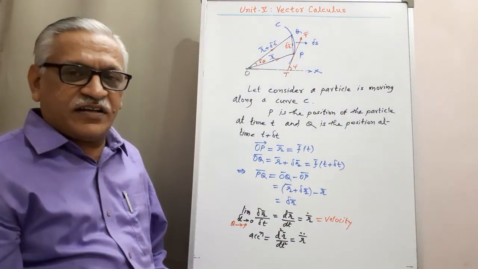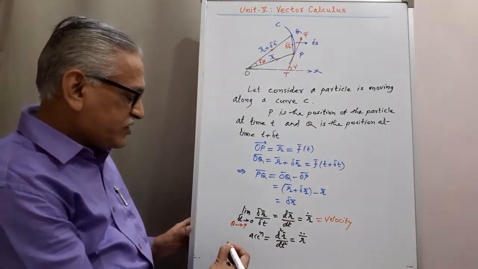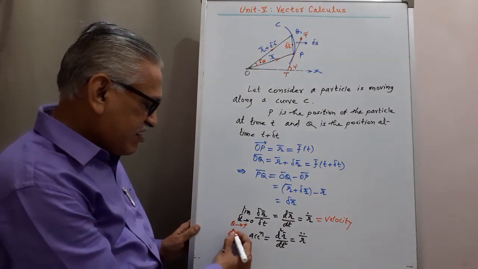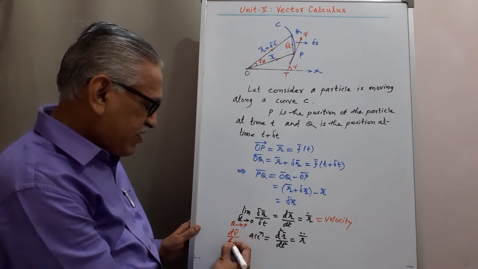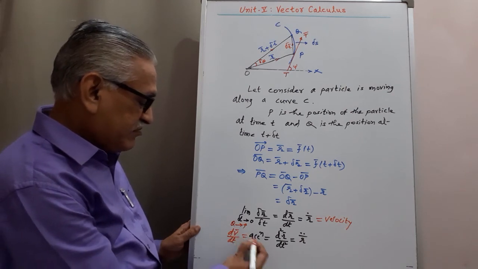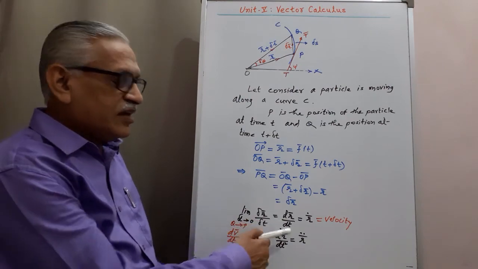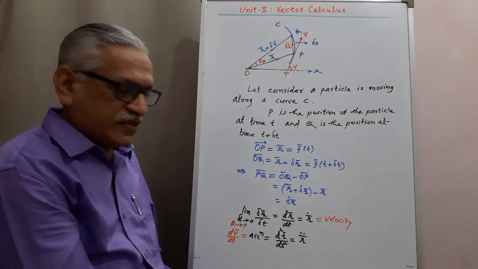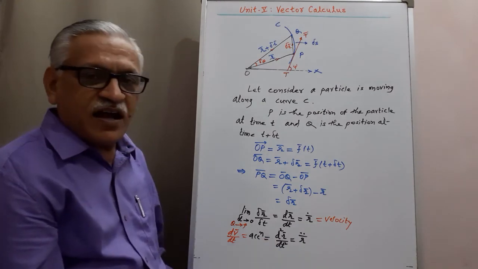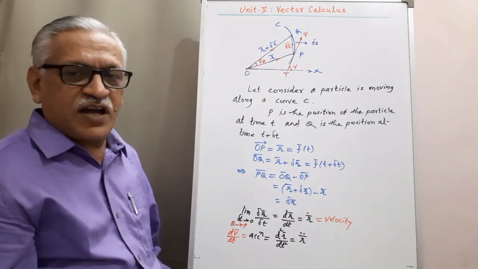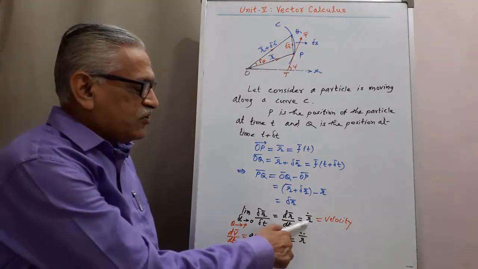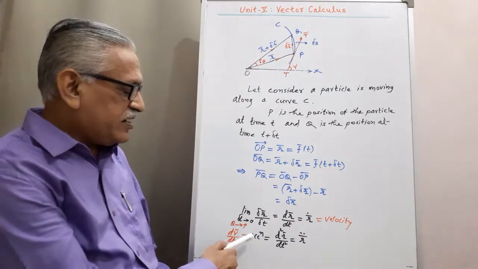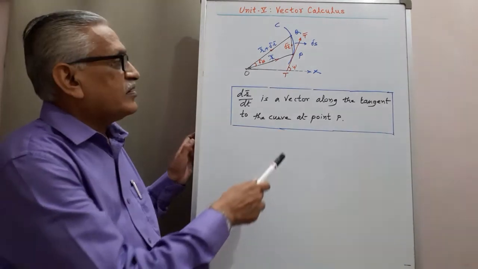And if we take the derivative of that velocity with respect to t, we get acceleration as dv bar by dt. It is the second order derivative of r bar with respect to t, and we denote it by r bar double dot. Therefore, r dot means velocity and r double dot means acceleration.